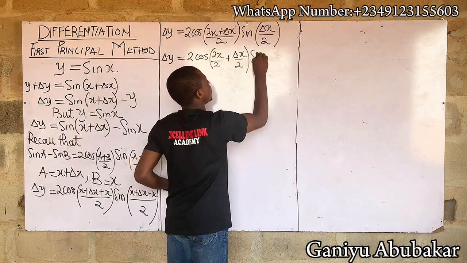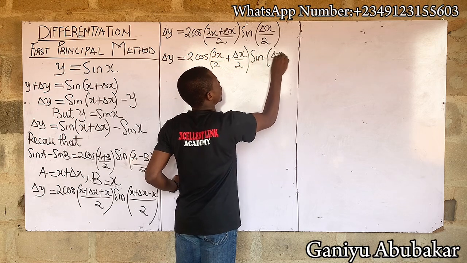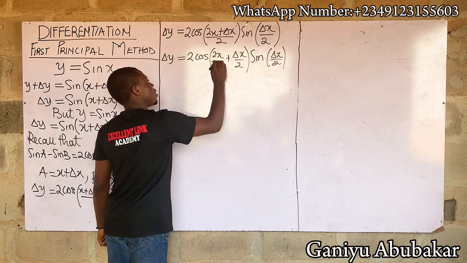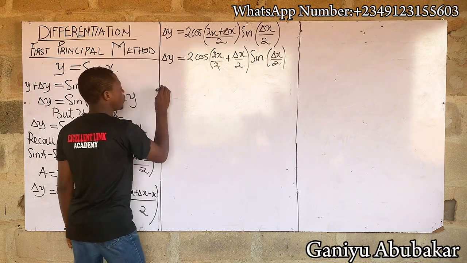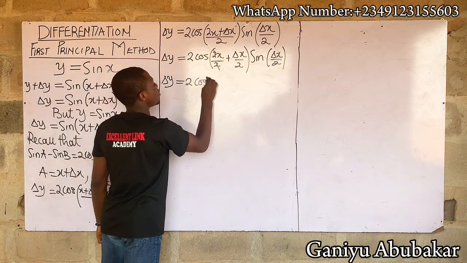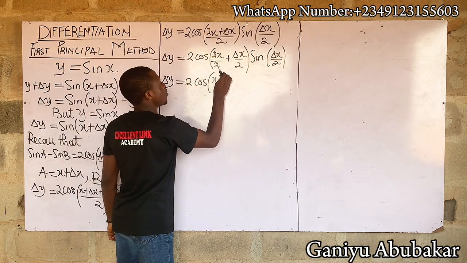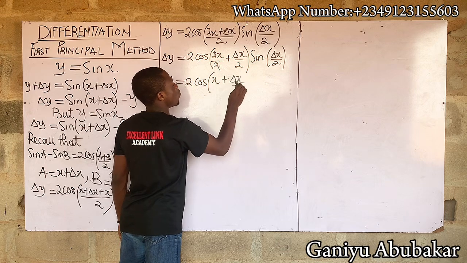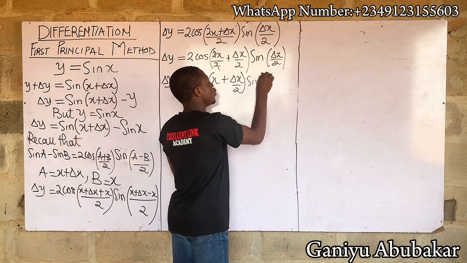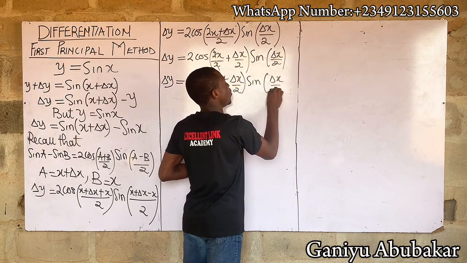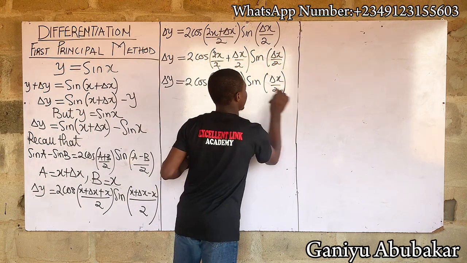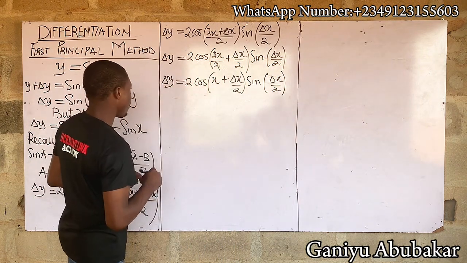So I have sine of change in x over 2. All right, these two cancel out here, so I'll be having what's left: change in y is equal to 2 cos of x plus change in x over 2, times sine of change in x over 2. All right. From here, what do I get?